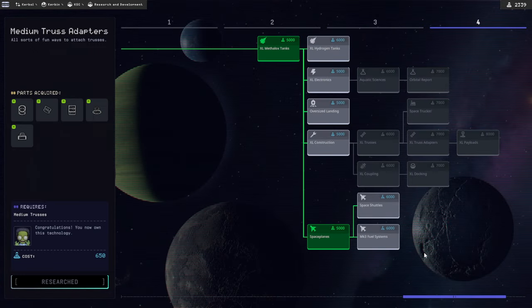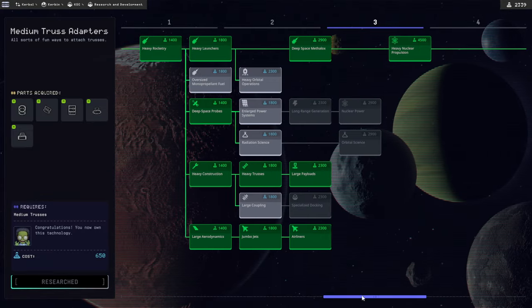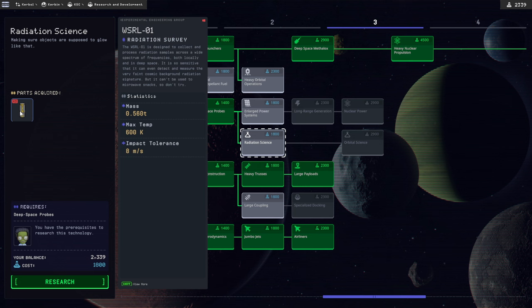Will we really be able to get this much science? We need more science instruments. I haven't even found... They said they had a lot of science instruments. There's a radiation science here. Radiation survey.